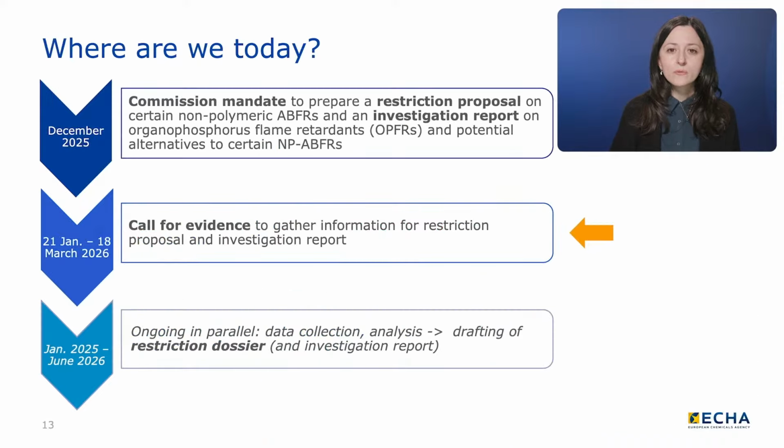Next, let's take a look at where we are currently in the process, specifically for the restriction proposal on ABFRs. As a reminder, in December of last year, we received the mandate from the European Commission to prepare a restriction proposal on certain non-polymeric ABFRs and an investigation report on organophosphorus flame retardants and potential alternatives to certain non-polymeric ABFRs. On the 21st of January of this year, we launched a call for evidence on the ECHA website to gather information in support of this work.